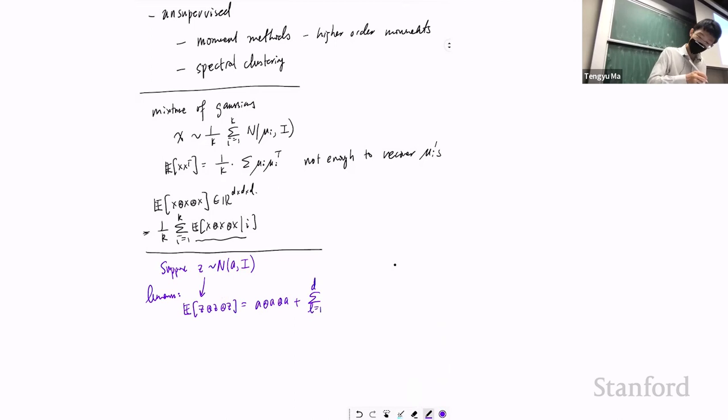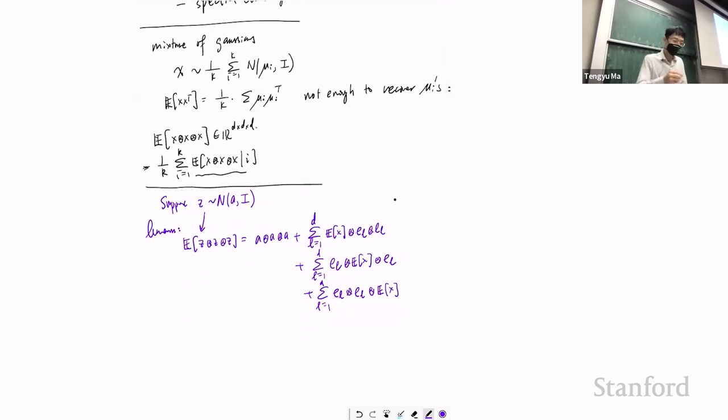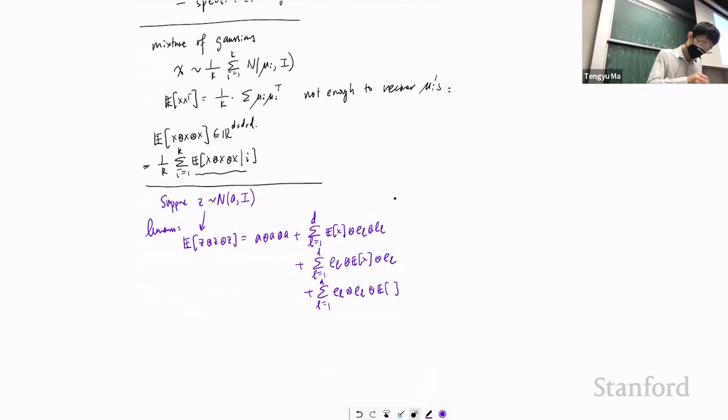Let me write it down and explain. This is the sum over l from 1 to d of the expectation of Z tensor e_l tensor e_l, plus the expectation of e_l tensor Z tensor e_l, plus the expectation of e_l tensor e_l tensor Z. So this is a formula. Oh, sorry, my bad. This is not x, this is Z. There's no x in this lemma. We already changed our notation to Z.